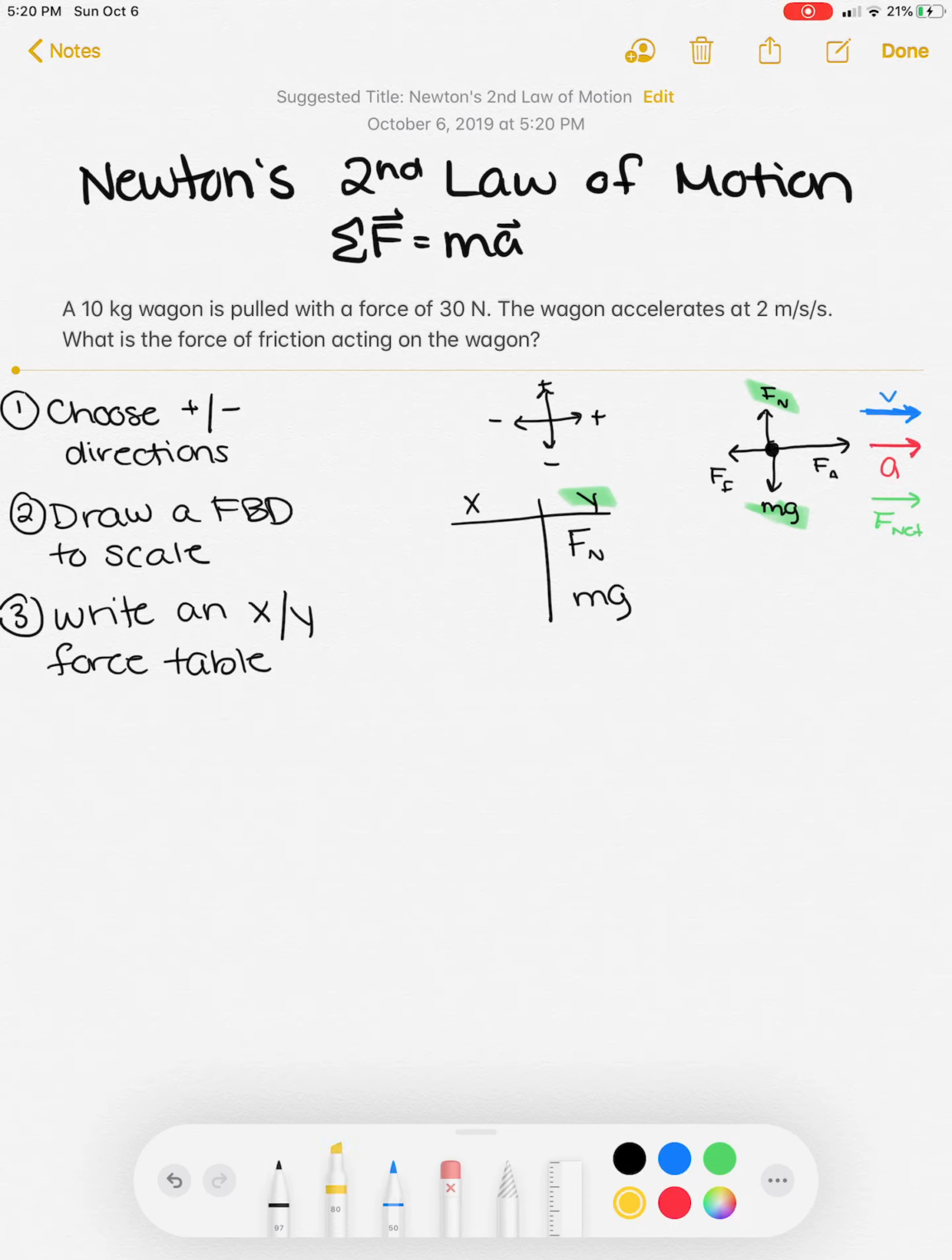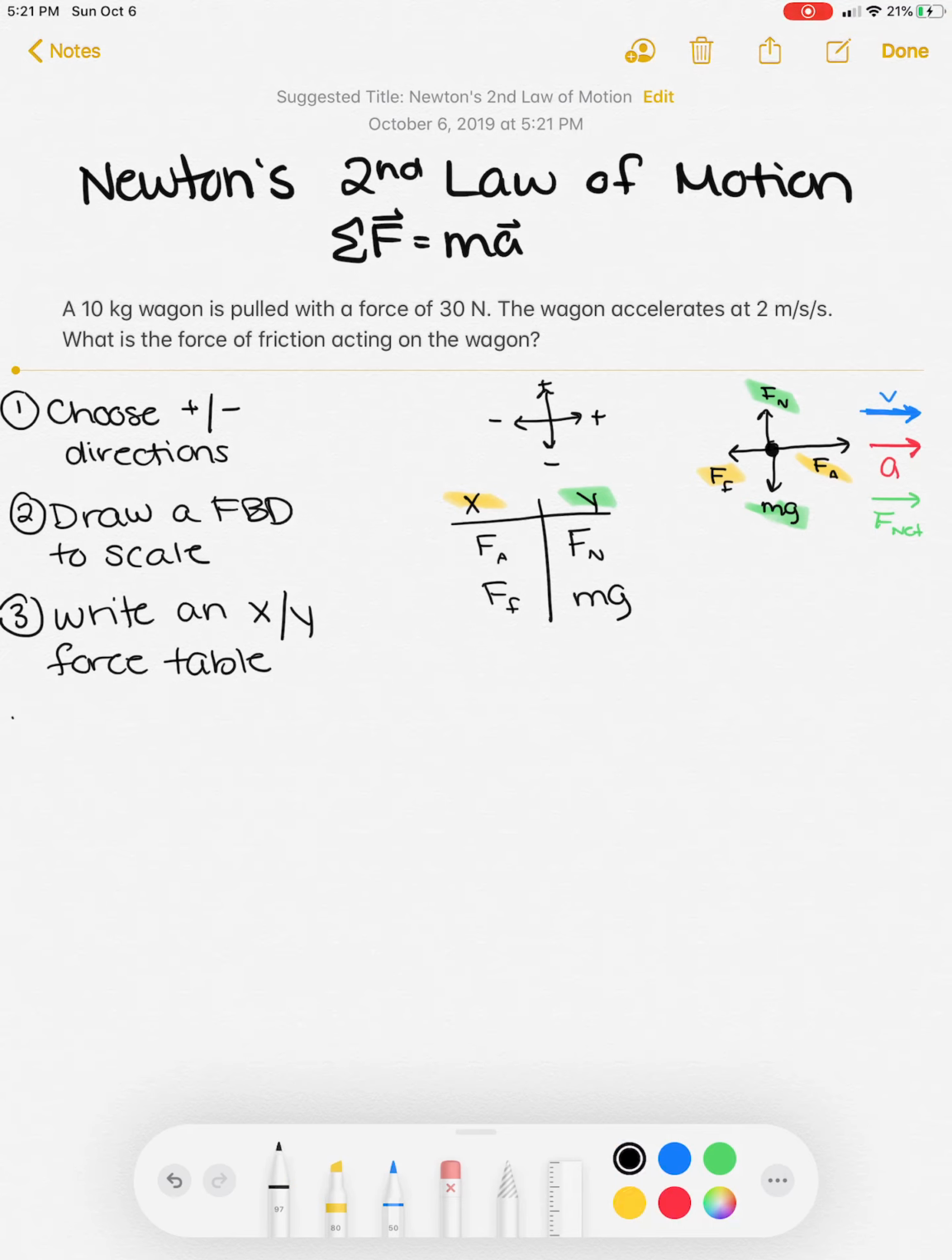Then I'm going to do the same thing, but in my x direction. So I've got the applied force and I've got the force of friction. So they are also going to go in my table. The applied force and my force of friction. That's it for that step. I'm just going to leave that how it is for right now.